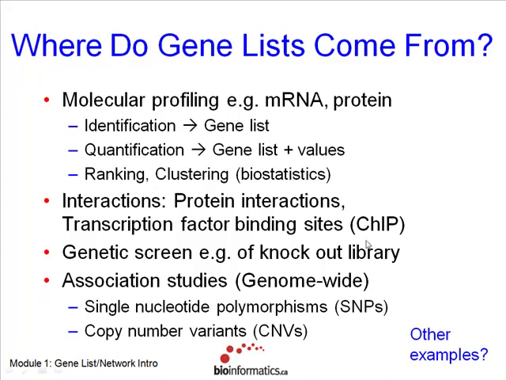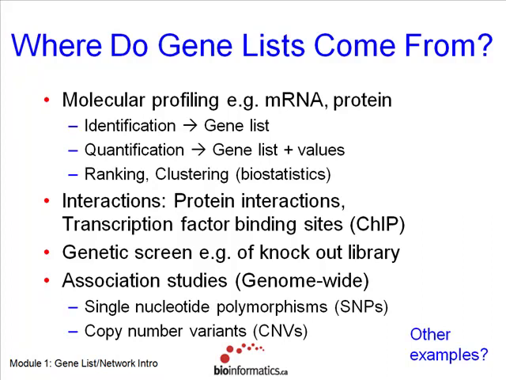A lot of people these days are doing genetic screens with RNAi, knocking down genes and screening for a phenotype. So if I knock down a thousand or a few thousand genes, I see if the cells are able to grow in a particular medium or not. The genes that affect that phenotype are all on a list and could be involved in a cellular process.